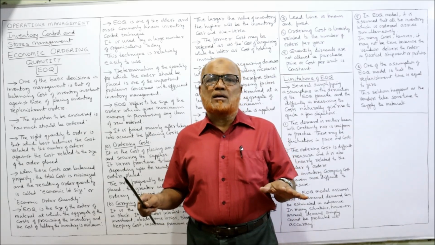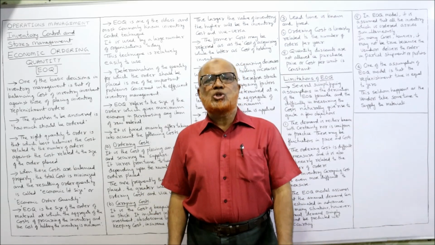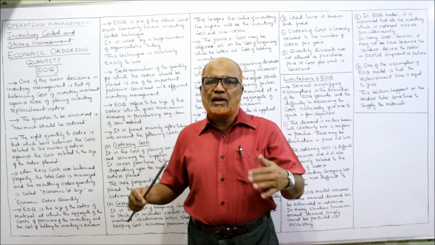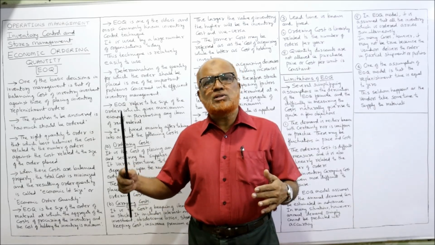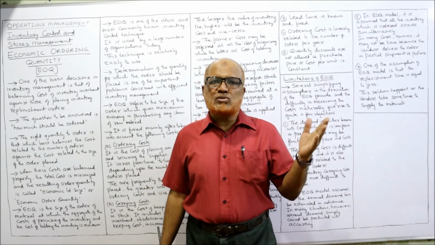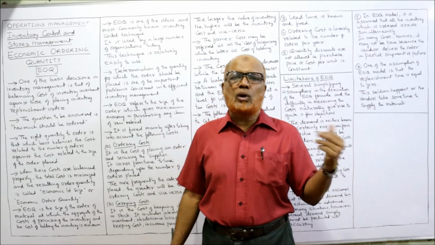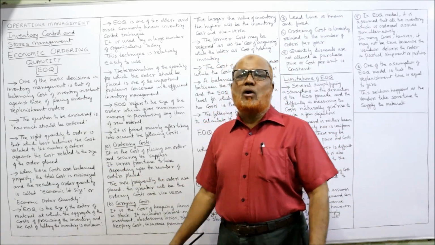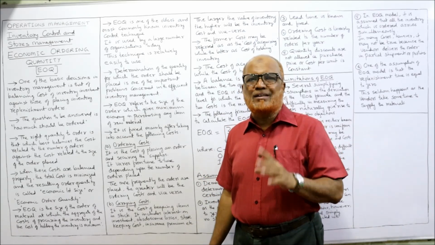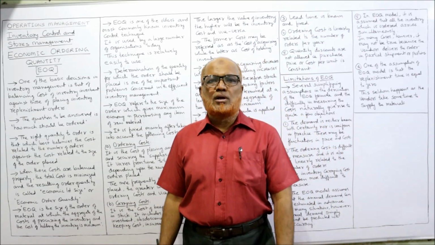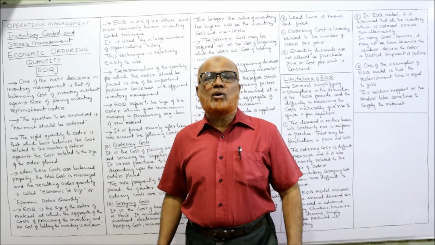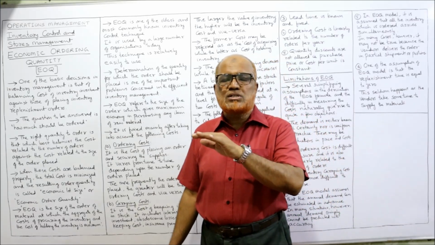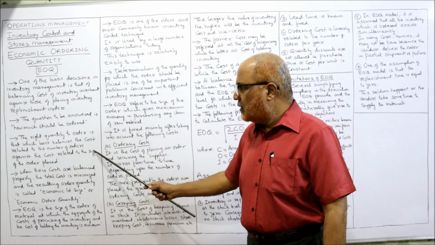A balance is struck because there is an inverse relationship between these two costs. If we place frequent orders, then the ordering cost will increase, but our carrying cost will be less because we are holding a small quantity in the stores. If we purchase in large quantity, the ordering cost will be incurred only once, so very little ordering cost, but the carrying cost will be more because we are carrying a huge inventory in the stores. So we have to strike a balance between these two costs.